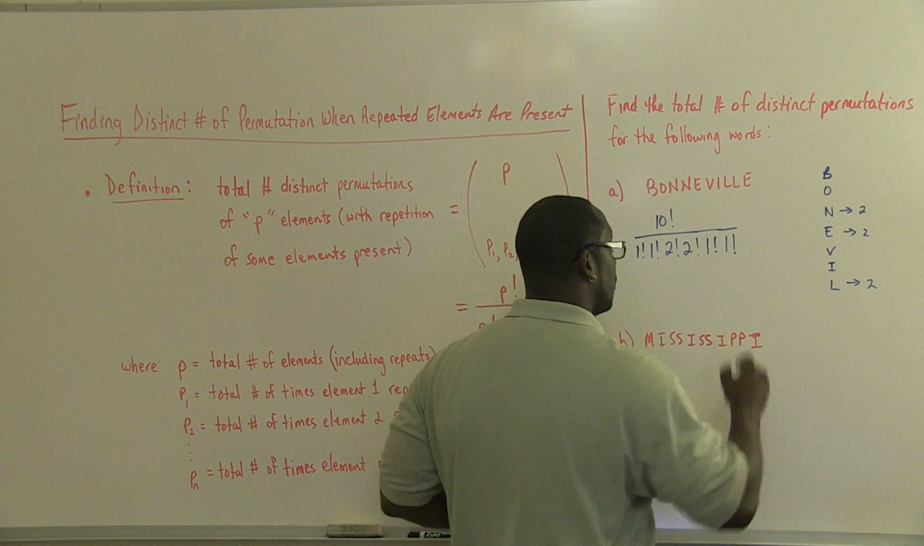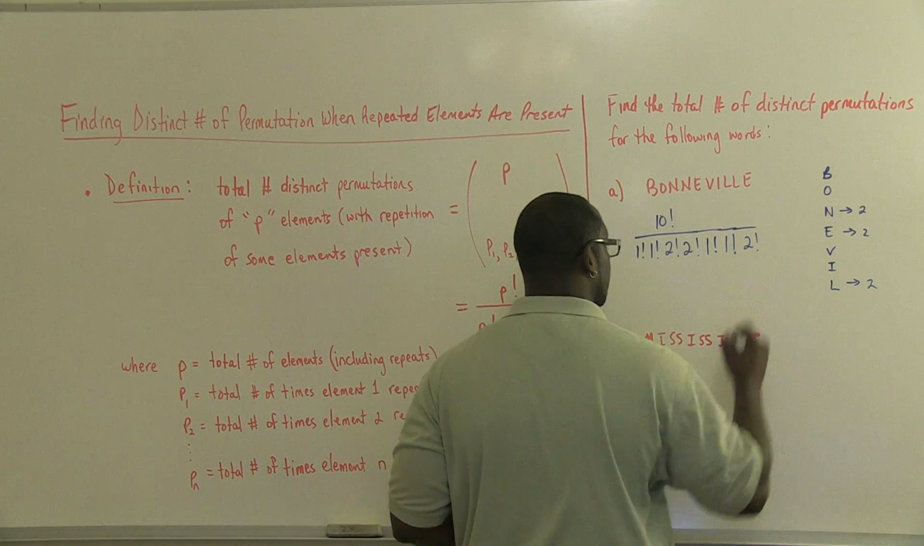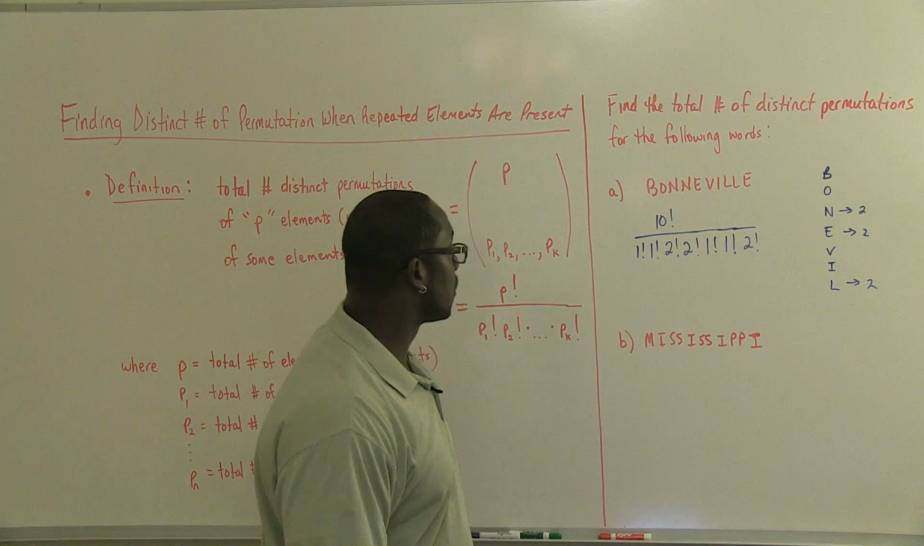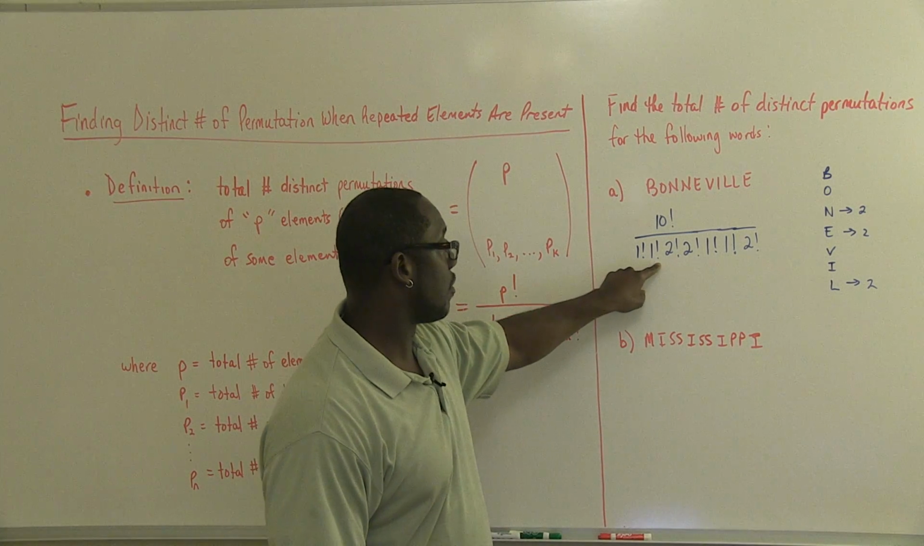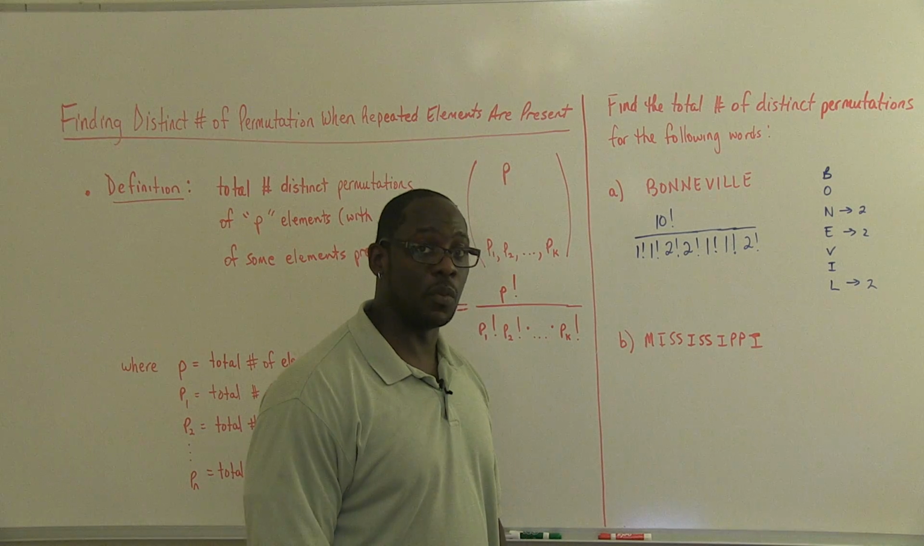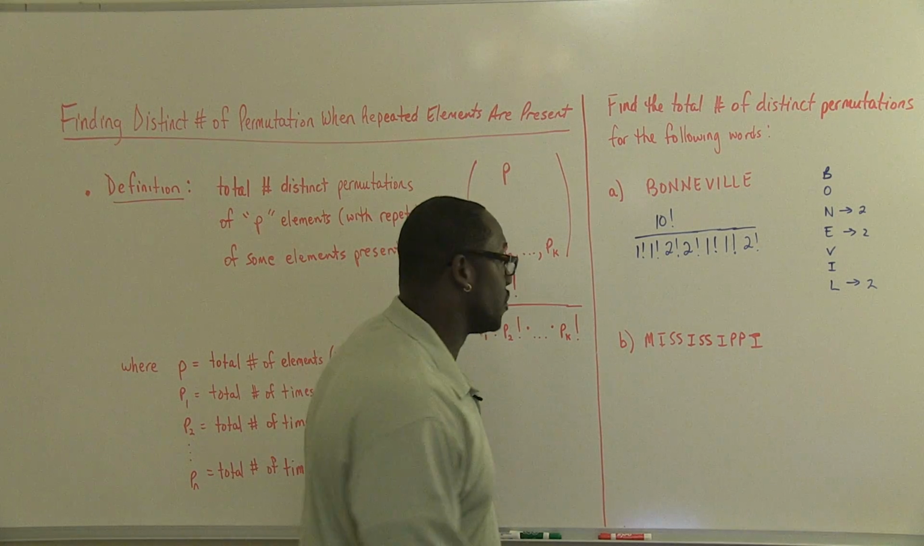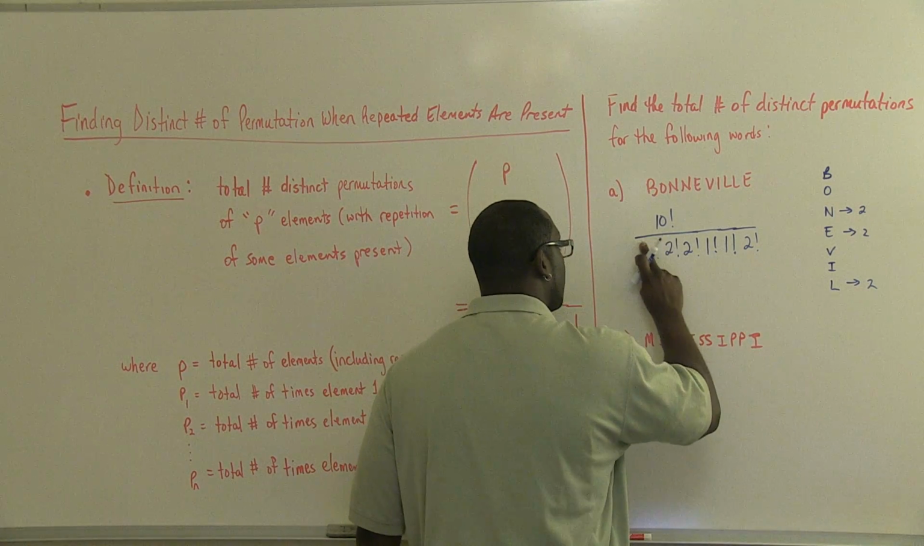and then L repeats twice. From there, all of our 1 factorials are just 1, so we can get rid of them. I'm going to go ahead and do that now.